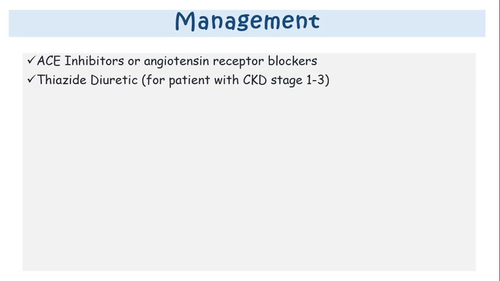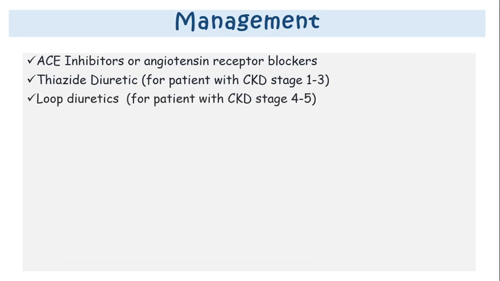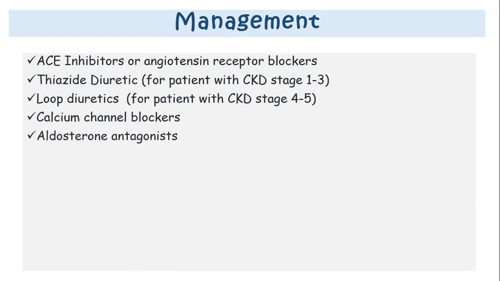Then you have to give diuretics like thiazides to patients in chronic kidney disease stage 1 to stage 3. Now depending on GFR, chronic kidney disease has 5 stages. So for patients with chronic kidney disease stage 1 to stage 3, you have to administer thiazide diuretics. For patients with chronic kidney disease stage 4 and 5, you have to administer loop diuretics. Then calcium channel blockers and aldosterone antagonists, these are all antihypertensive drugs.